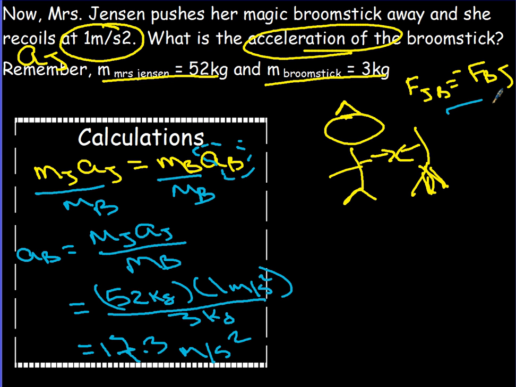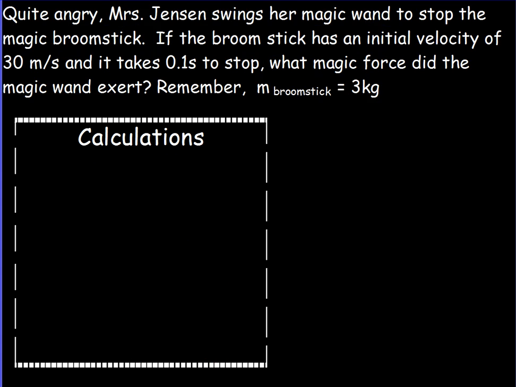So, as an action-reaction pair, the forces are equal, so we get an acceleration that's quite a bit larger than Mrs. Jensen's. Now, quite angry, Mrs. Jensen swings her magic wand to stop the magic broomstick. If the broomstick has an initial velocity of 30 and it takes 0.1 seconds to stop, what magic force did the magic wand exert? Remember, the mass of the broomstick is 3 kilograms.